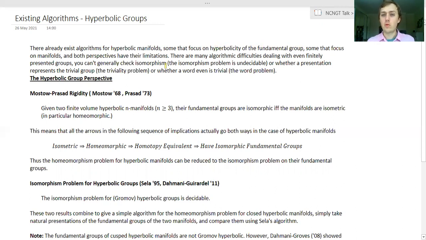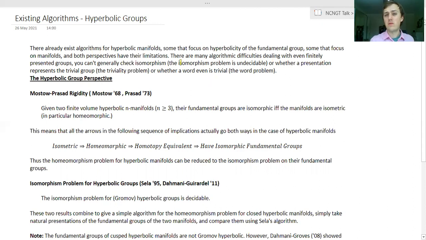So we're going to have a look at hyperbolic groups, and it's worth noting at this point that there are many algorithmic difficulties in dealing with even finitely presented groups, never mind finitely generated. With finitely presented groups, you can't generally check whether two finite presentations are presentations of the same group. That's the isomorphism problem. That's known to be undecidable. You can't even check whether a presentation represents the trivial group, the triviality problem. That's known to be undecidable.